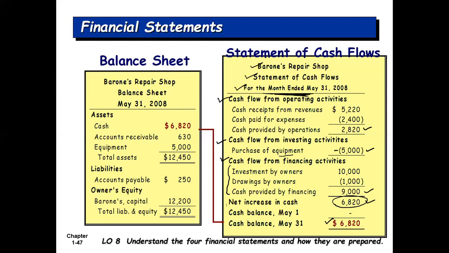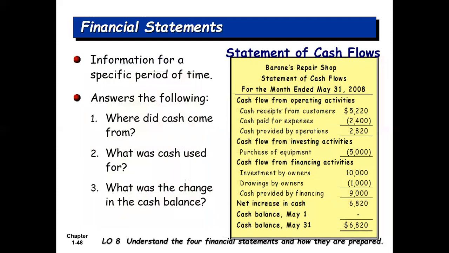So first of all, we calculated net income from the income statement, and that income statement balance went into the owner's equity statement, and that owner's equity went into the balance sheet, and the balance sheet cash amount was tallied with the cash flow statement. So this is how the four statements are linked to each other.